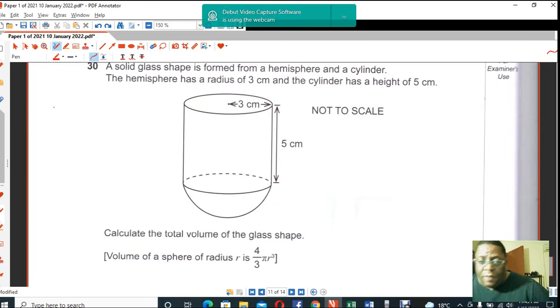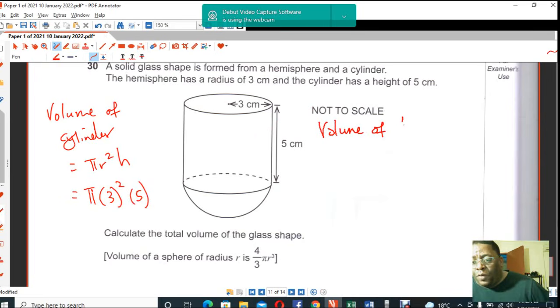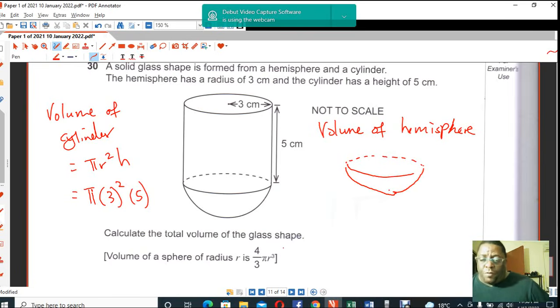So I'm going to have volume of cylinder, which you know is pi r squared times height, which in this case is going to be pi times the radius, and the radius is 3 squared, times the height, which is 5. Then I'm going to have the volume of the hemisphere. Now you must be careful, all right? A hemisphere is now that little part over there, okay? That's the hemisphere, right, which is that part. But the formula given here is the formula for a sphere.